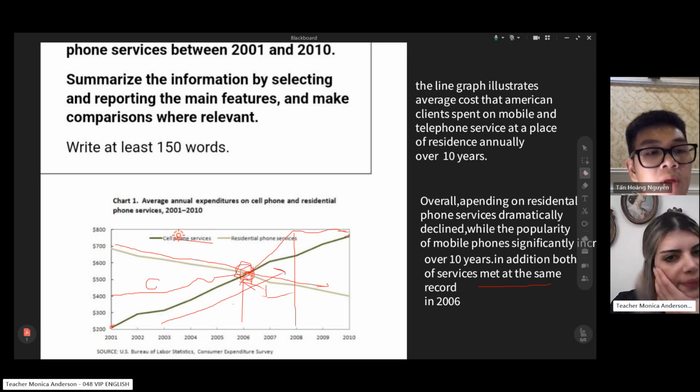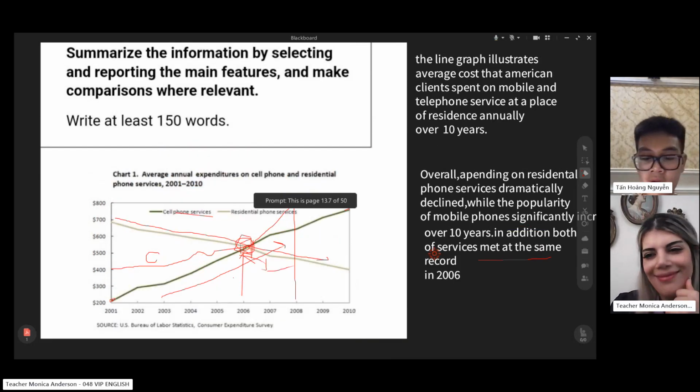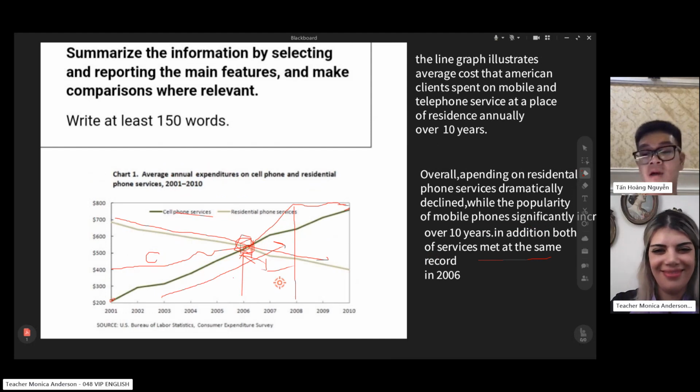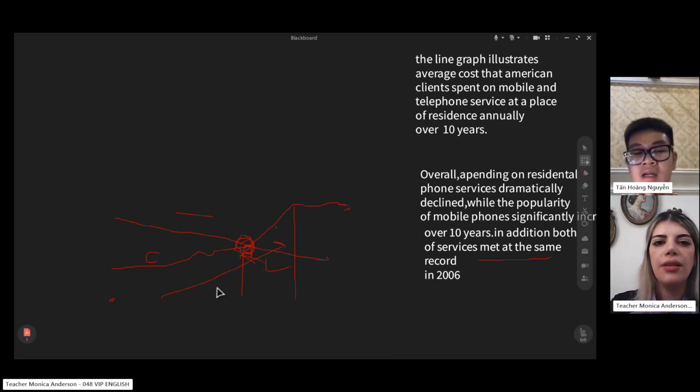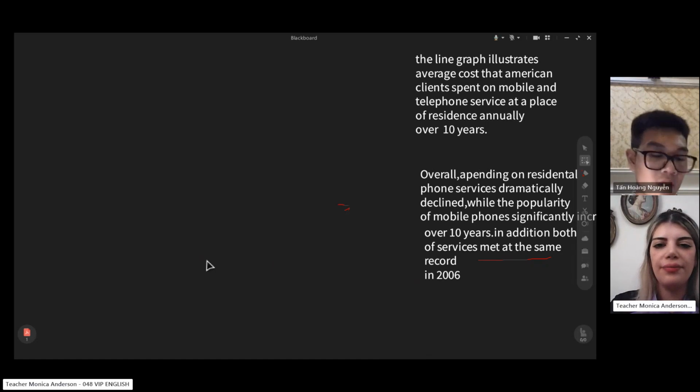Okay, get it? Yes. And now I read my overview. Of course, I'm not sure that I have detail in the line graph or not. Read it, please. Of course, we can check it together.